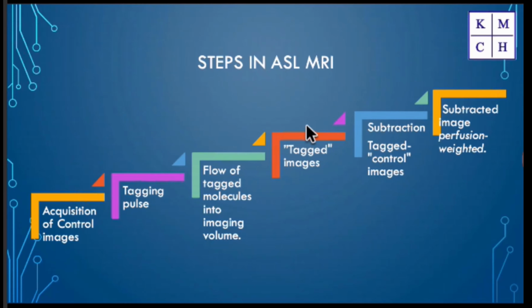So the basic steps: we initially acquire two sets of images. The first set is without any labeling or tagging. The second set is the one with labeling or tag. And since it causes a decrease in signal usually, the labeled image is subtracted from the control image, and the resultant subtracted images can be used to produce a perfusion weighted image.